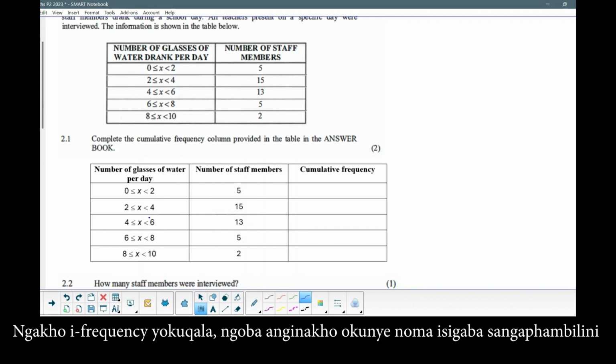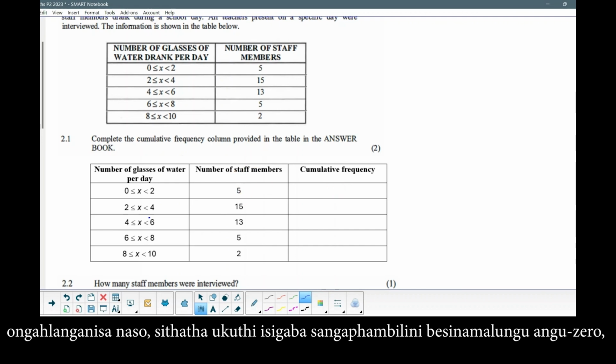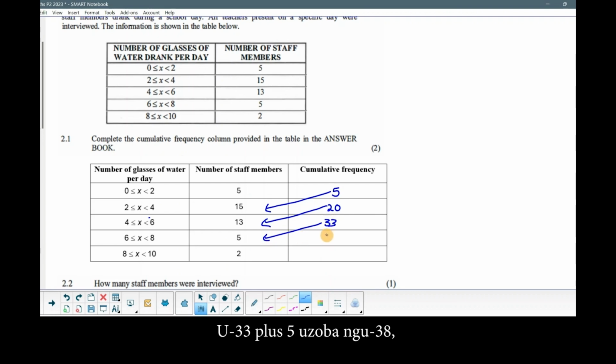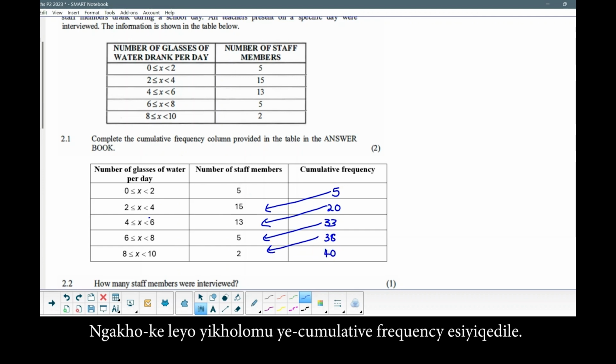So the first cumulative frequency, because I've got no interval before it to add to, we assume that the previous interval had 0 members. So 0 plus 5 would be 5. Then I add 5 plus 15 to give me 20. 20 plus 13 is going to give me 33. 33 plus 5 is 38. And 38 plus 2 is equal to 40. So that's a cumulative frequency column completed for us.